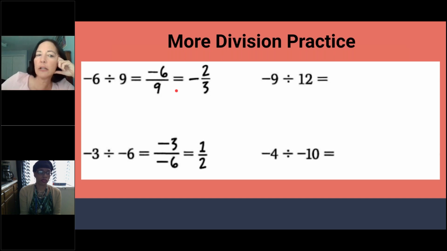Instead of doing long division, because I've had some students who take the 6 and do long division to divide 9 into it, and they wind up with a decimal answer, which can be very time consuming, to say the least. You could just simplify that fraction. So the fraction negative 6/9, 3 divides evenly into the top and the bottom. And so the answer becomes negative 2/3.